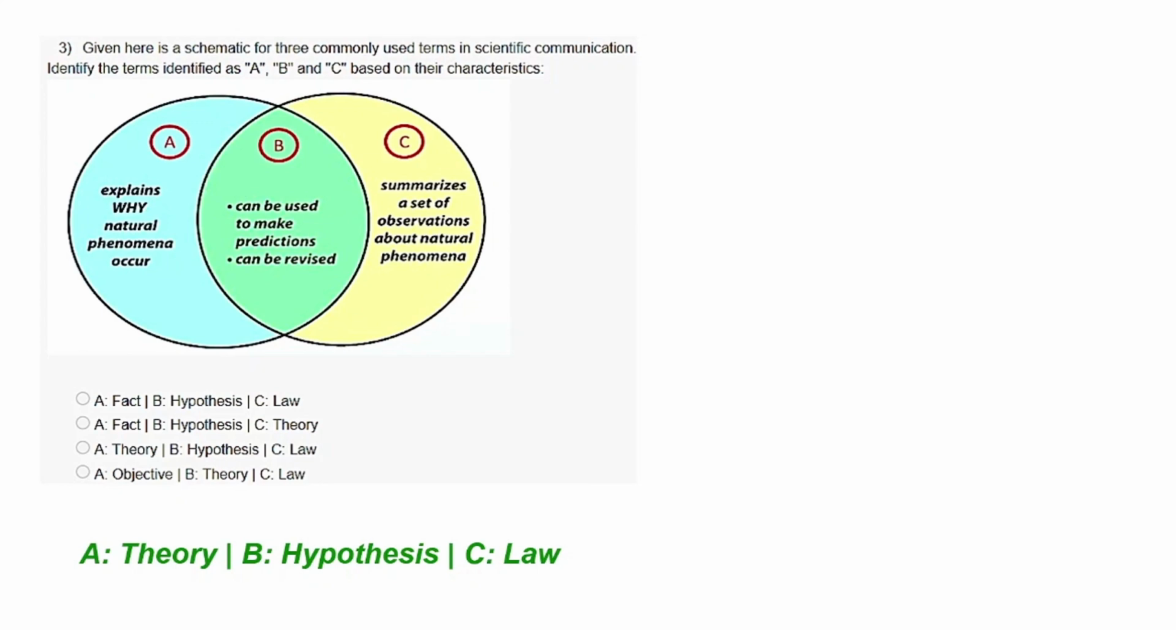Then B is like can be used to make predictions, can be revised. Obviously, hypothesis, I was talking about this. Predictions is quite equivalent to hypothesis. We are predicting some things, and these can be revised in the future depending on how my work goes. It can be proven wrong, it can be proven right. That's hypothesis. Then C summarizes a set of observations about natural phenomena. So I can see why theory and law can still be very confusing, but the law is like a set of observations about natural phenomena, and these things are beyond any scope of questioning or beyond any doubt that these things are happening, and this is the law.